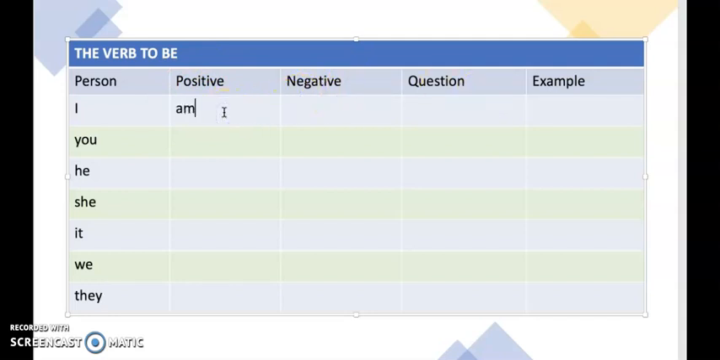So I am, we talked about this earlier, I am a teacher. You are a student. He is a doctor. She is a hairdresser. It is a beautiful day. We are at college or at home. They are at the supermarket. And these are all the positive parts of the verb to be.